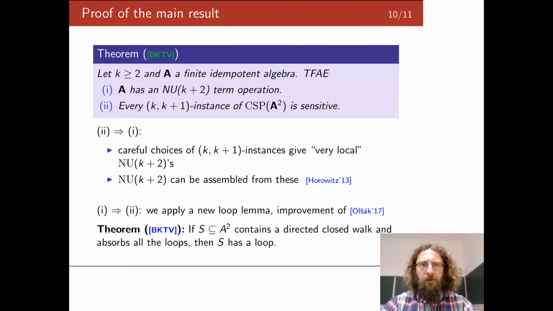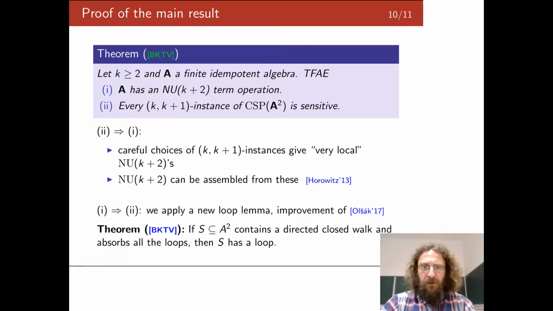A few remarks about the proof of the main result. For the backward direction, which I didn't talk about that much, we carefully choose several (k, k+1) instances of the CSP over A squared, and they give us some very local near unanimity operations. These then can be assembled into a global NU using a result of Horowitz. The proof for the forward direction is quite complicated at the moment. The main tool is a new loop lemma, which improves a loop lemma of Olšák.